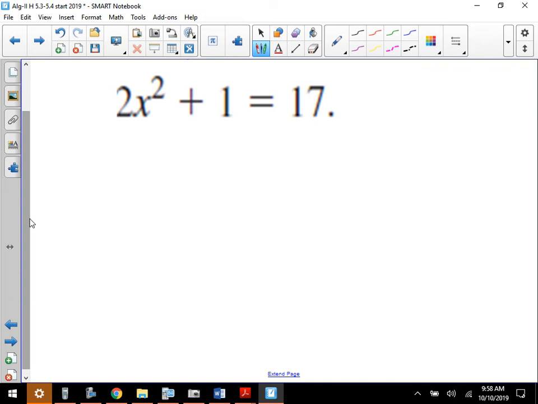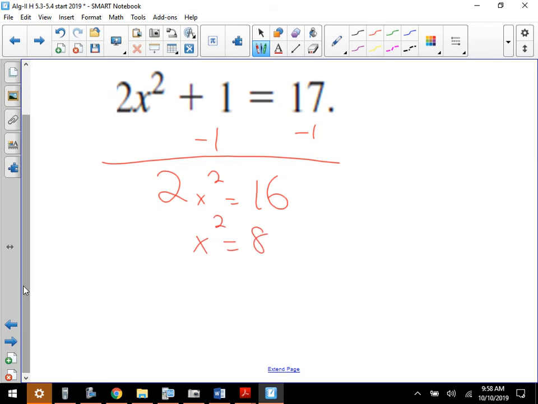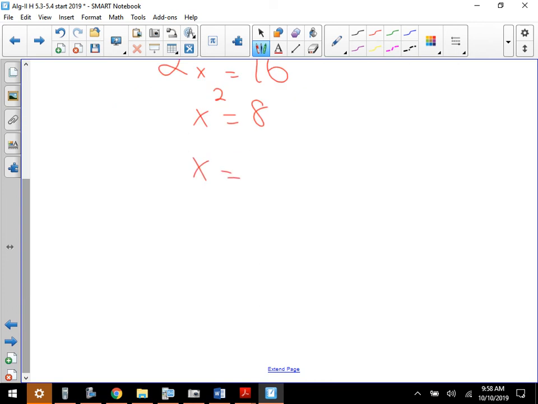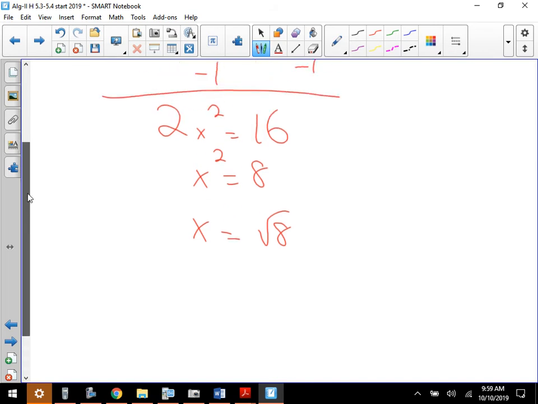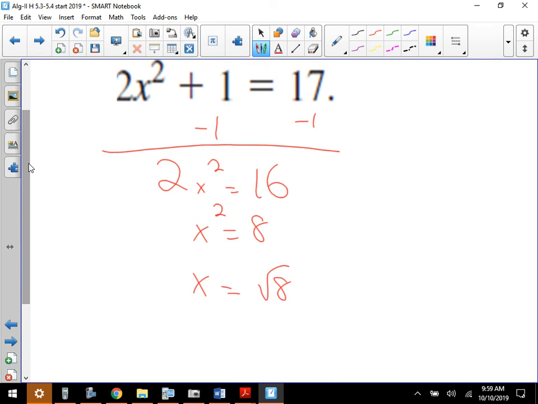So first thing you do, you subtract 1, okay? 2x squared is 16. Then what? You get x squared is 8. How do you undo squaring? Square root. Now, when you take a square root, what you're asking yourself is, what are the two numbers that are multiplied together that are the same that give you 8? 2 and 4 are different. So your answer was, you guys all know the square root of 8 is 2 root 2, right?